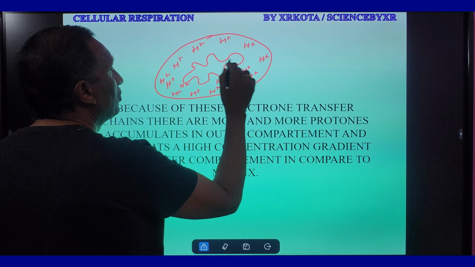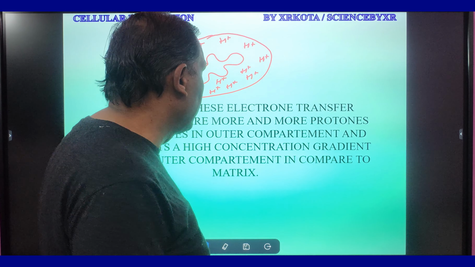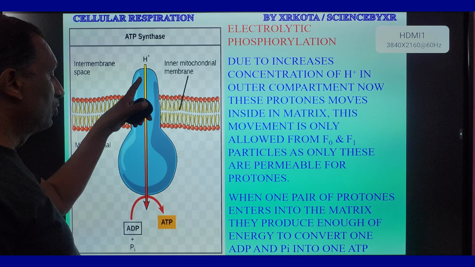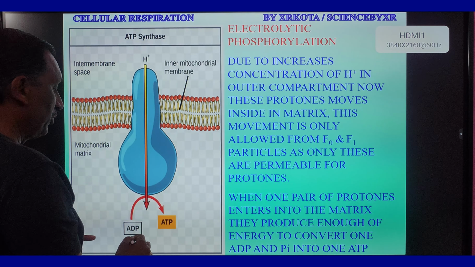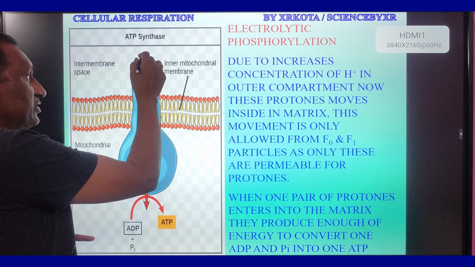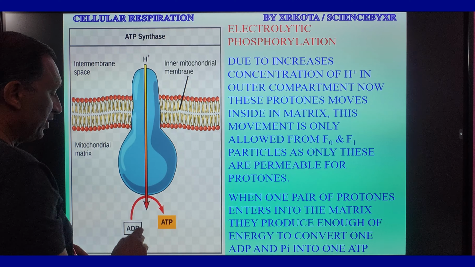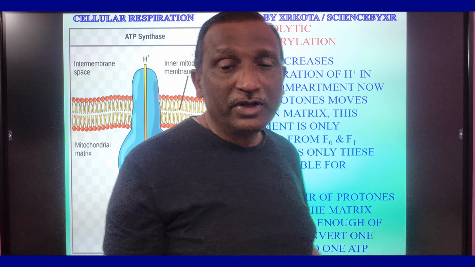So now these protons would like to enter, because ionic concentration cannot be more on one side and less on the other side. So अब इनको वापस अंदर आना है to maintain the ionic gradient. तो क्या करते हैं देखिए. This will be done only through a special molecule called F0F1 molecule. So ये F0F1 molecule है और यहाँ से हाइड्रोजन आयन जो है, when one pair of hydrogen ions come inside, they convert one ADP and phosphate into one ATP. ठीक है.